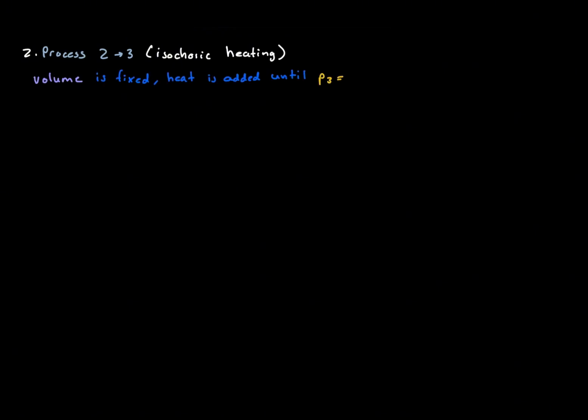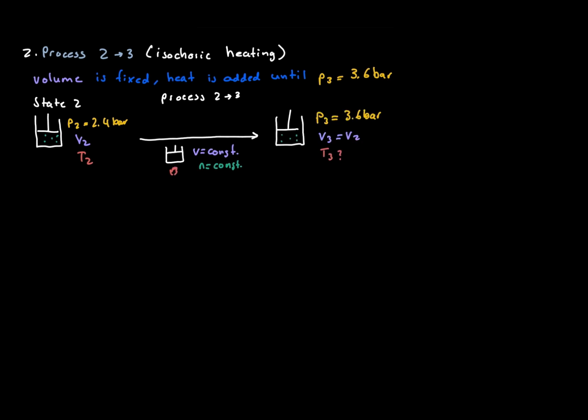Now, we move from state 2 to state 3. This is an isochoric process, meaning the volume stays constant. So, V3 equals V2, which is 4.65 liters. The pressure increases to 3.6 bar.